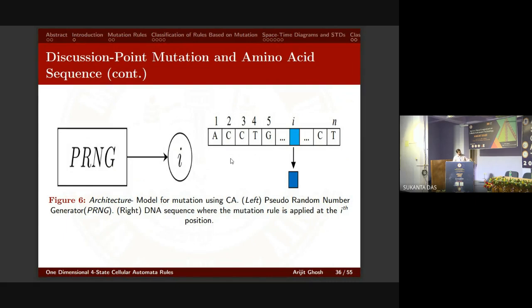This is the pseudo random number generator, which provides a point i, and that i is exactly the position of mutation where the mutation rule is applied to get the desired output.